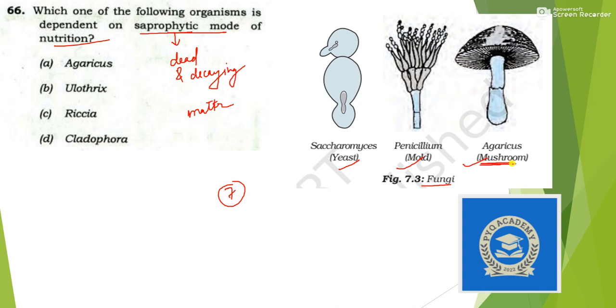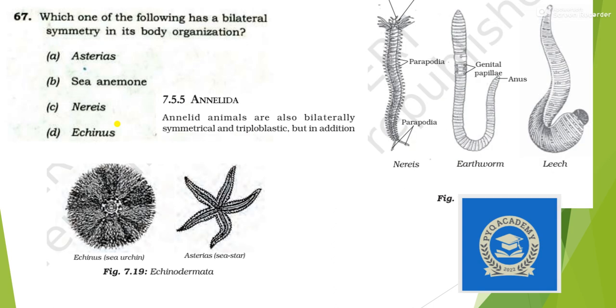We are well known about this mushroom, whose scientific name is Agaricus. So Agaricus is our answer, option A, which is saprophytic, meaning whose mode of nutrition is saprophytic. Let's move to the next question.